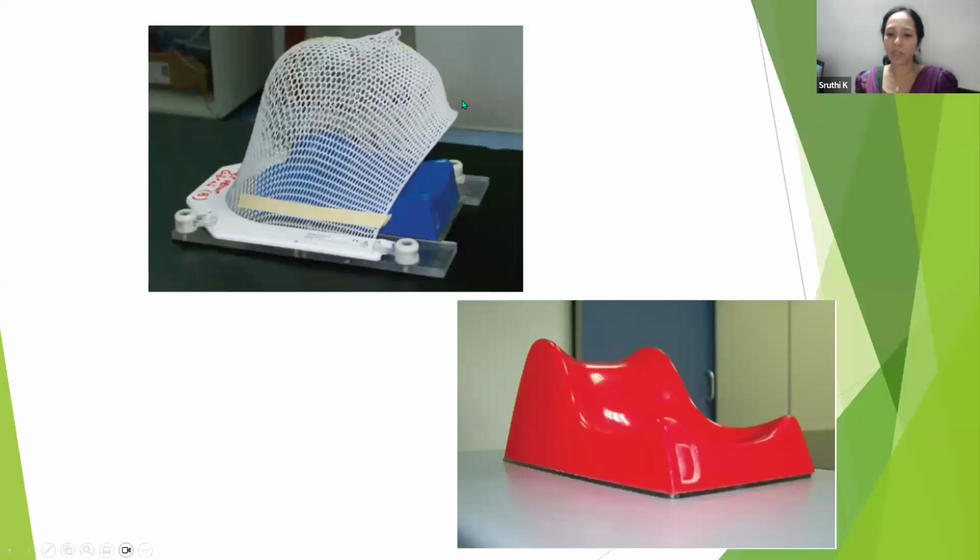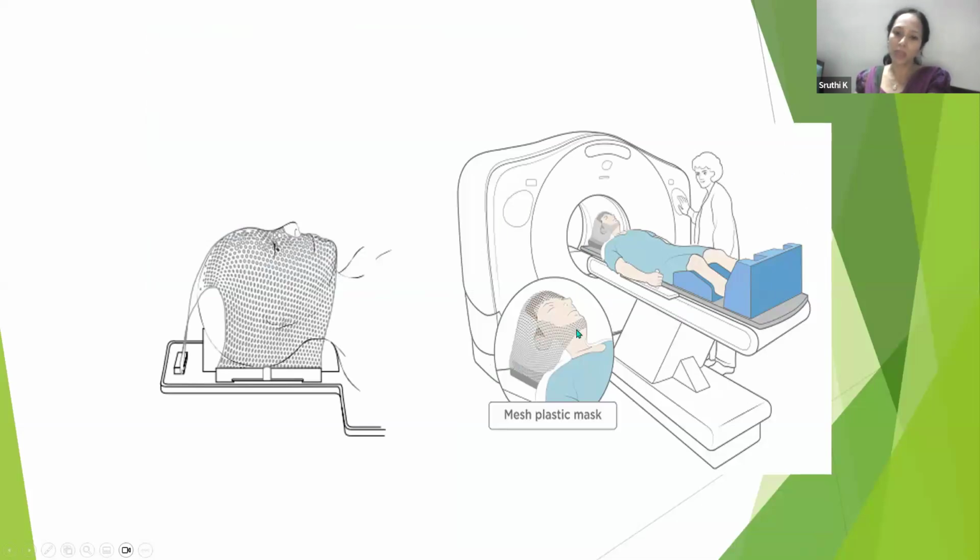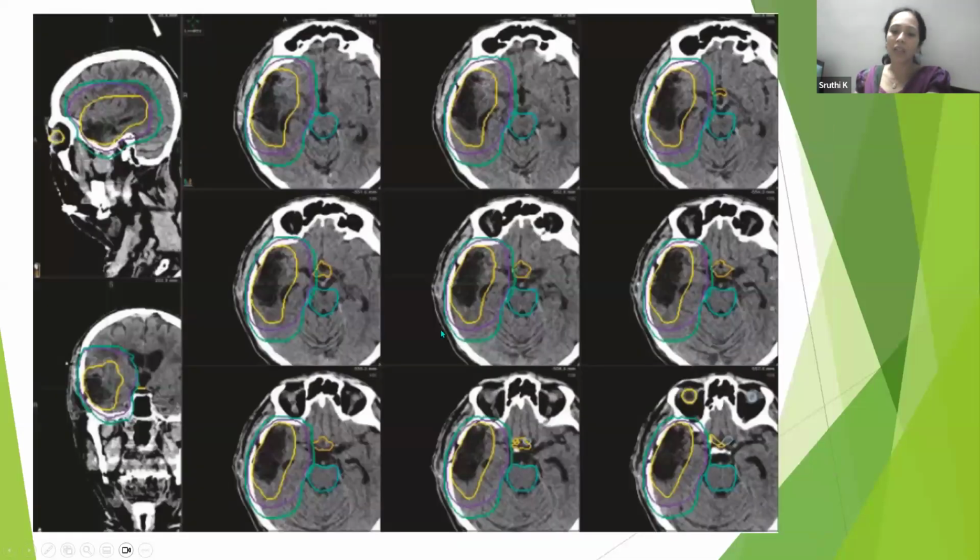So this is a kind of a thermoplastic mask. This is the headrest. The patient is placed on the headrest accordingly, and then the mask is made, and this patient is simulated with the mask in place. Then the images are imported. It is registered onto our planning platform.